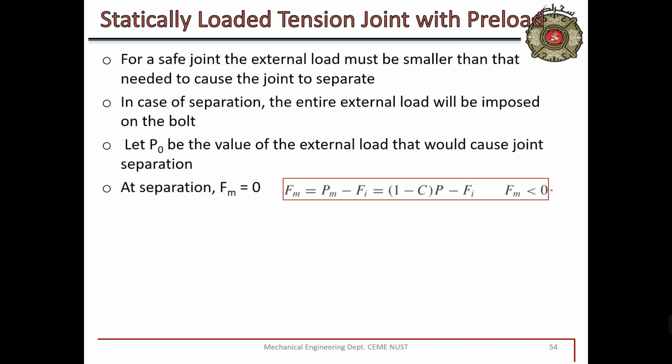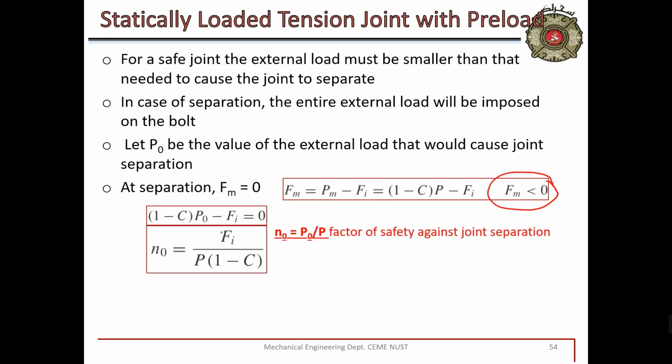And we also note that this value has to be negative. If this value is negative, or the boundary line is 0, this value has to be 0 or negative. So we can use a factor of safety for this equation. If this value is 0, it means Fi and this term are equal, and the factor of safety is equal to 1.